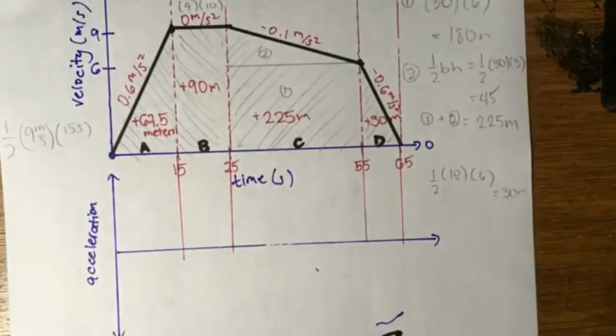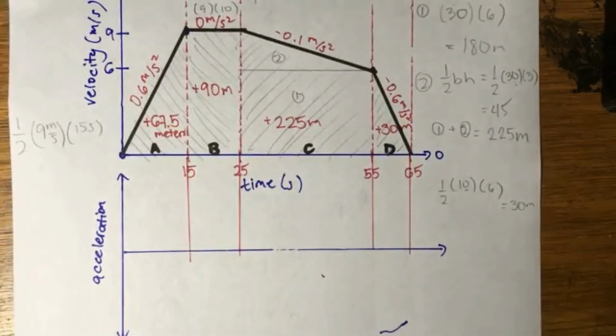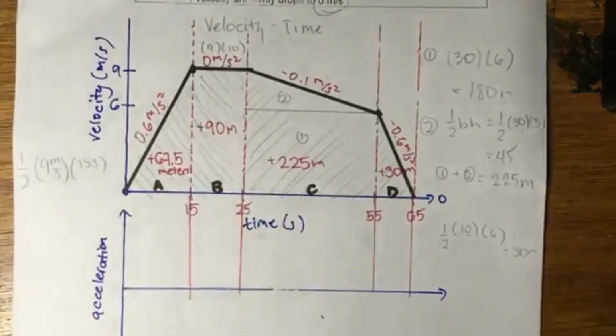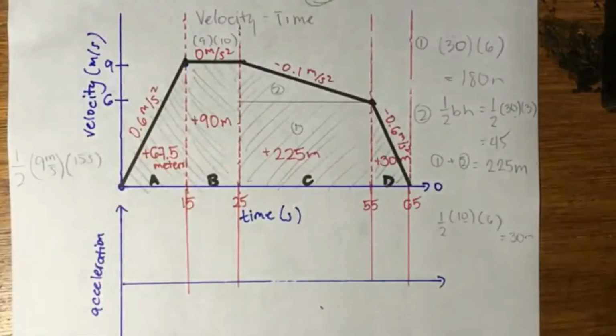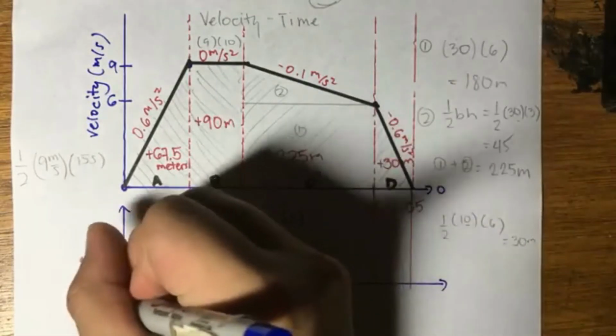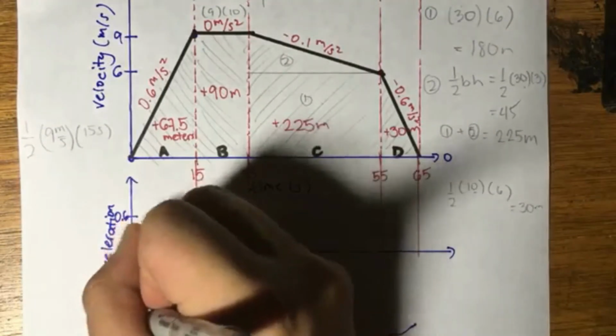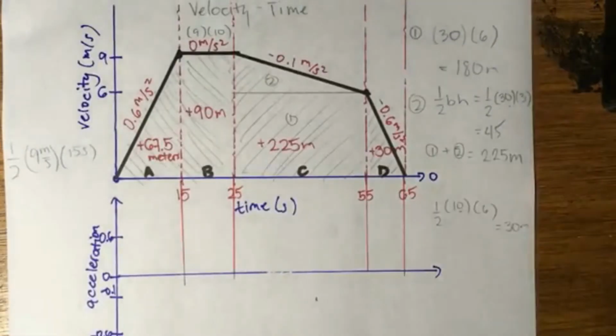Now let's make that an acceleration time graph. So for acceleration time, we just have to mark the values that we calculated. So we have a positive 0.6, we have a negative 0.1, and we have 0, of course, and we also have a negative 0.6. And for acceleration time, it's actually simple. You just have to draw lines at your certain values.